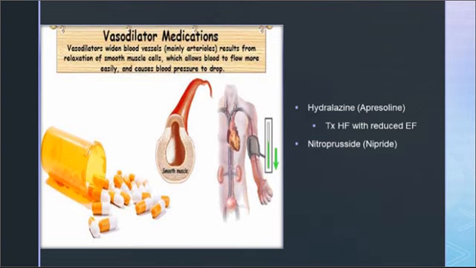Nitroprusside is only given IV. If your hydralazine is given IV, they need to be on continuous cardiac monitoring. Watch for rebound hypertension. They have to be taken off it slowly, just like with your beta blocker, because there can be a rebound. Adverse effects are headache, flushing, and tachycardia.